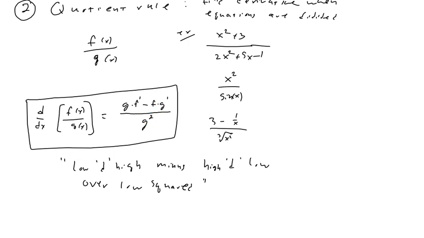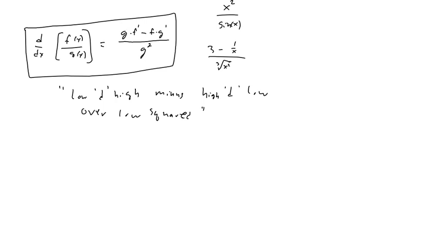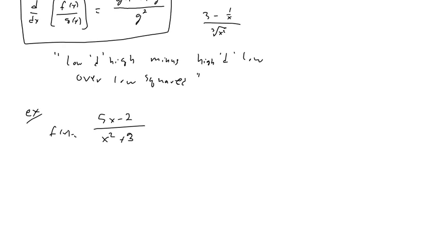Let's give it a try. Let's say I have a question like, what's a good one? If f of x is some equation, 5x minus 2 over x squared plus 3. Find f prime. Find the derivative of this. So when we do the derivative of this quotient, we're going to do low d high minus high d low over low squared.